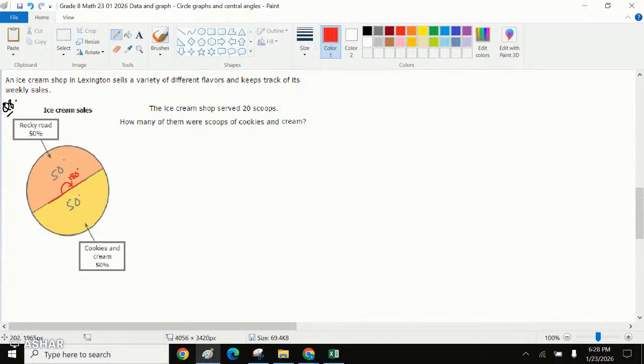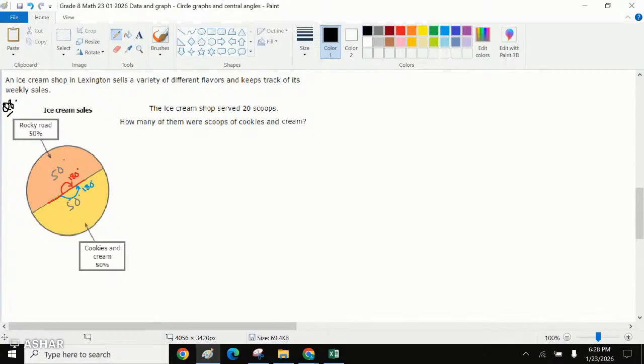If this was 180, then this part would also be 180, because the total sum of the angles in a circle is always 360, right? The ice cream shop served 20 scoops, right? If they served 20 scoops, then the total was 20 scoops.